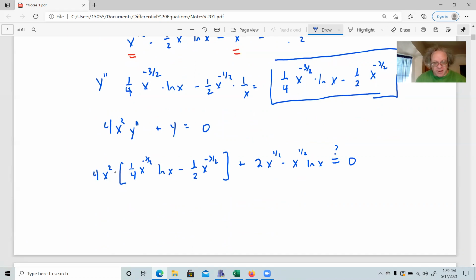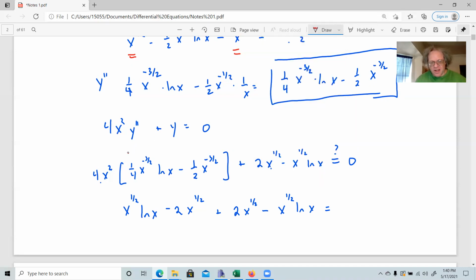Well, if I plug this in, the 4's cancel, so we're just going to have x, and this is 2 and negative 3/2, so that's going to be x to the 1/2 natural log x, minus 2x to the 1/2. And then what are we going to do here? We're going to add this to 2x to the 1/2, because that's going to come down. And we're going to subtract off x to the 1/2 natural log x. And indeed, all of this stuff cancels. It's all very nice.